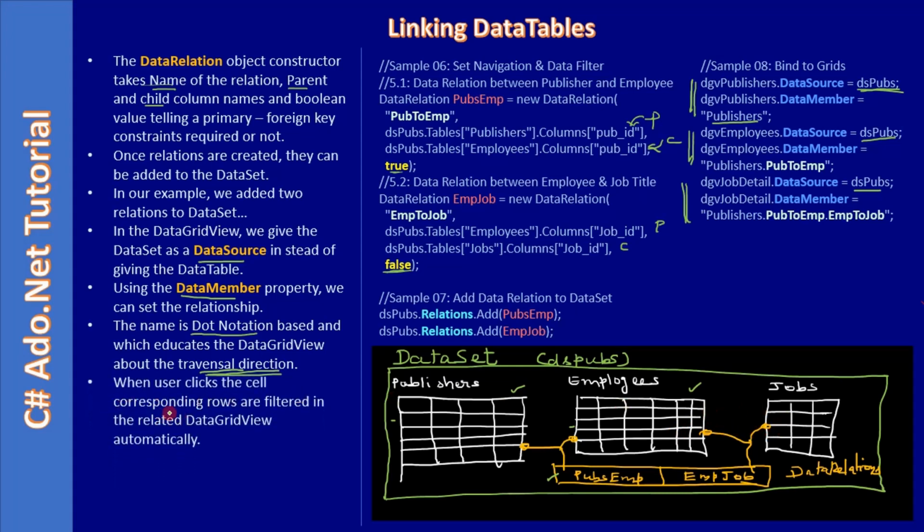When user clicks this cell, corresponding rows are filtered in the related data grid view. That means when you pick a cell in the publisher, corresponding employees will be displayed, and when you pick a specific employee, corresponding job record will be displayed.